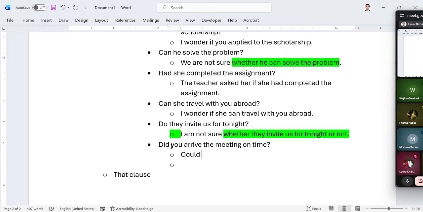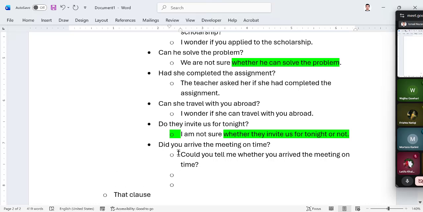Could you tell me? Okay. How do you change this question to a statement? Whether you arrived at the meeting on time. Right?